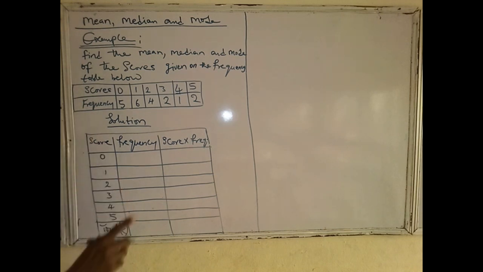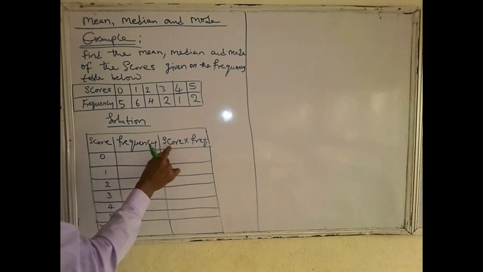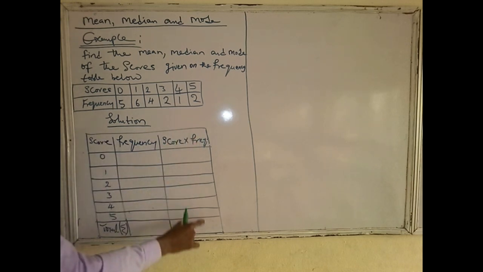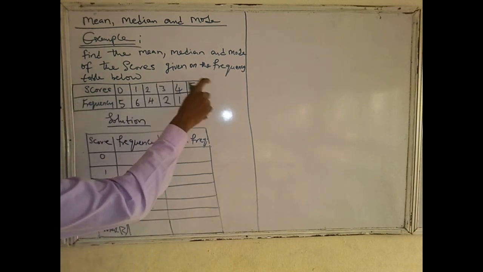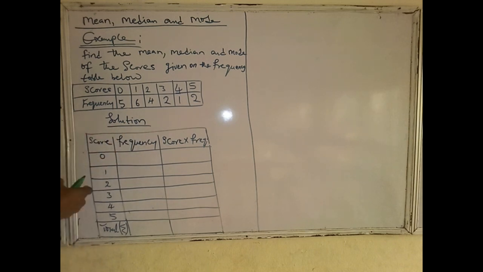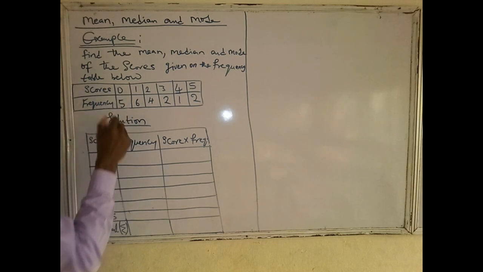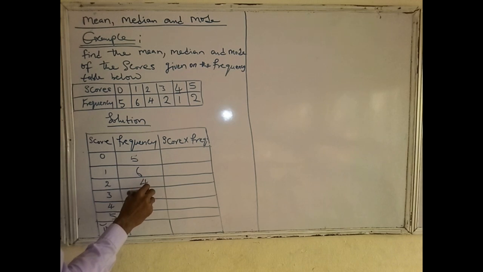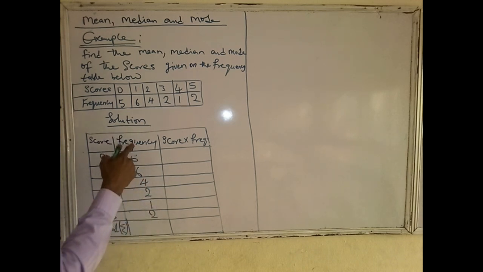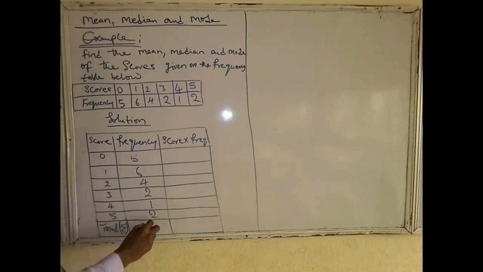Now, what we do is we multiply the score by the frequency to get a new digit here. This is going to give us the total sum of the entire class that wrote the exam. Now watch, the frequencies given here are 5, 6, 4, 2, 1, 2. So if we take the sum of the frequency, this is going to give us 20.